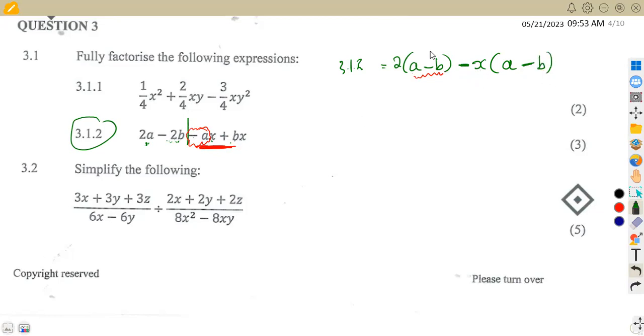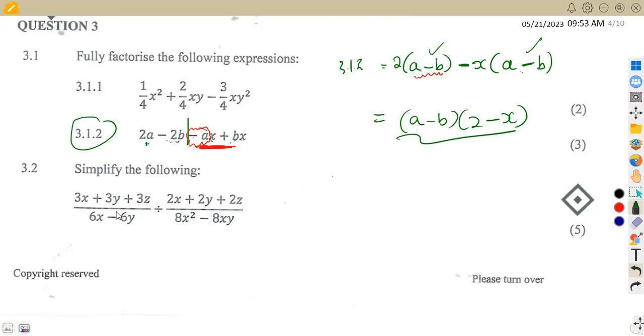All right, so as you can see, the two brackets are the same. We've got a minus b, a minus b. This is the major part that we are looking for. Once these two are common, then we can factor out the a minus b. If we factor out the a minus b, on this part, we remain with 2. That's, we divide, a minus b will cancel. We remain with a 2. On this part, we remain with a minus x. So this is what you're going to have at the end. All right, so that was our factorization on question 3.12.